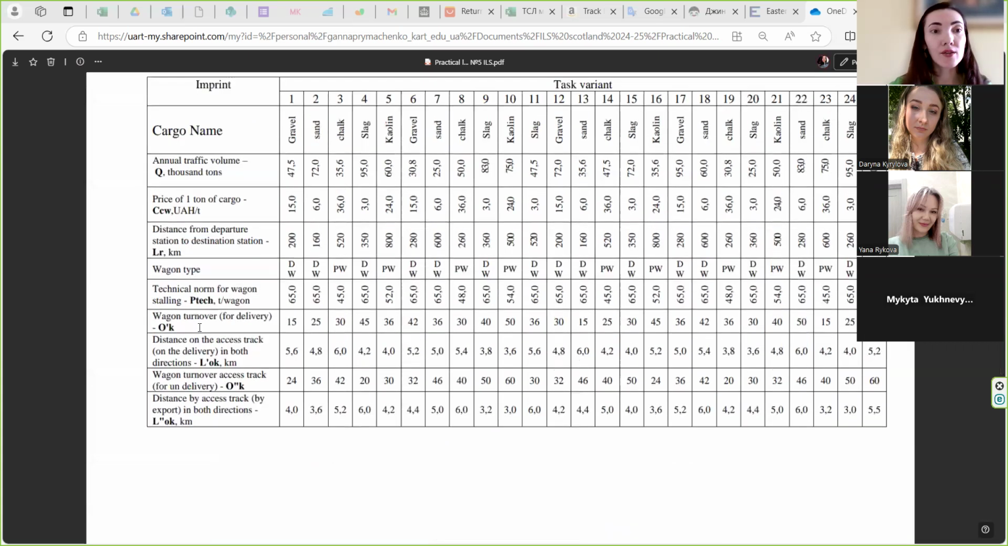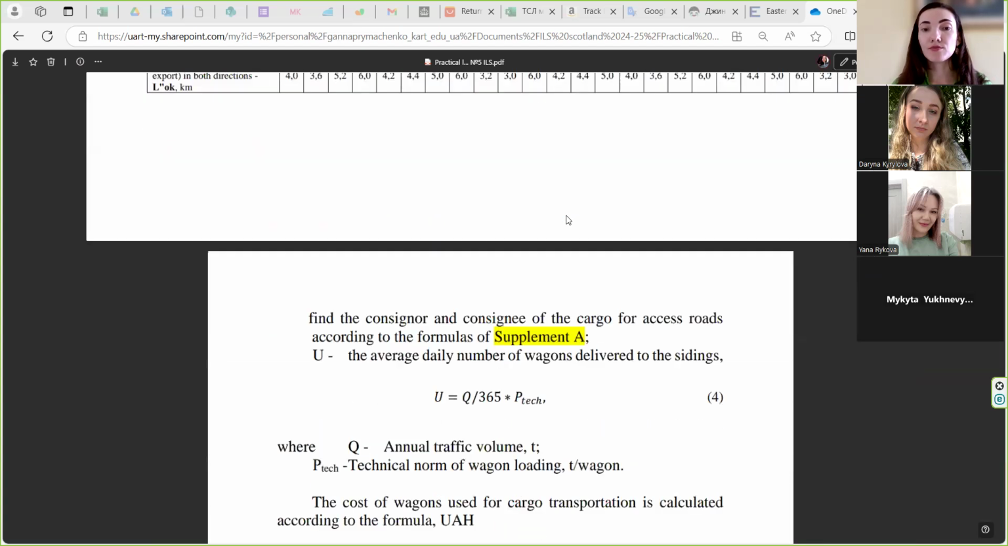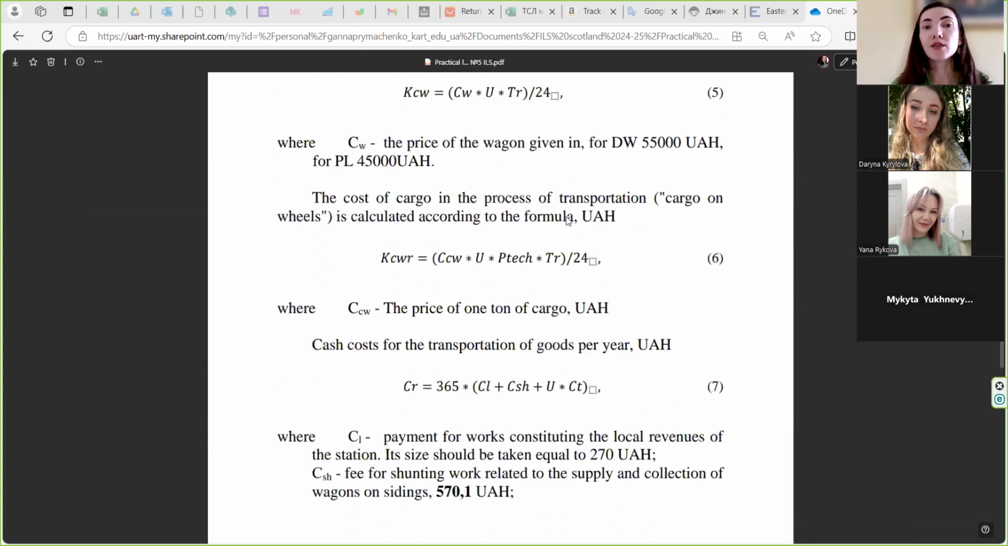It is a line. Find it. It is the third line up in our table. For example, if you have the first variant, it is 15 hryvnias per ton. If you have the second variant, it is 6 hryvnias per ton, and so on for other variants. Please find your price of 1 ton of cargo. And this result, I show in formula number 6.